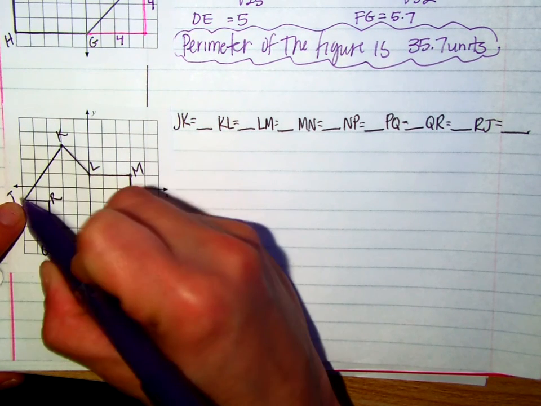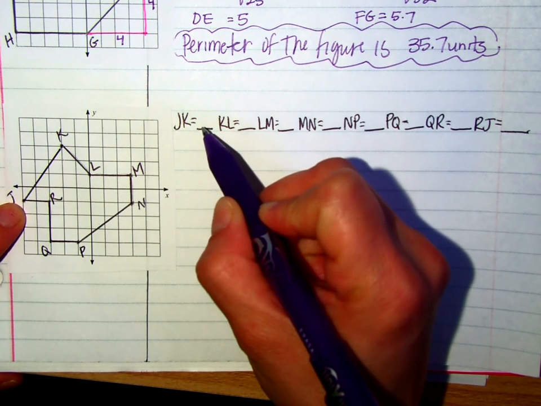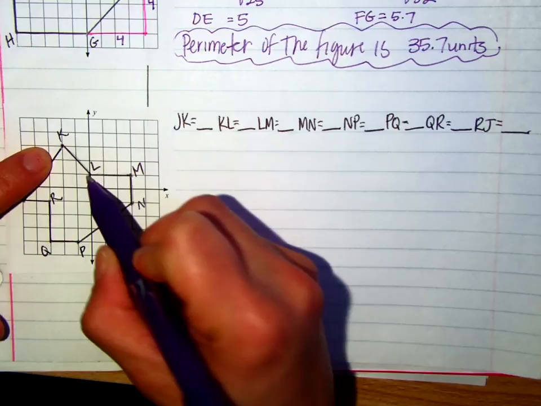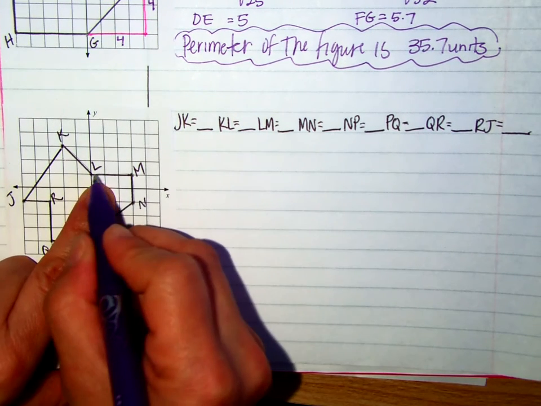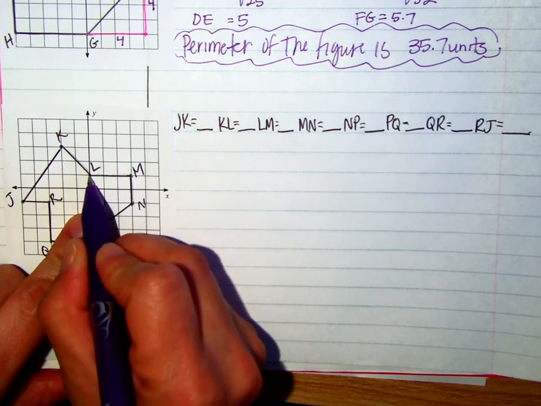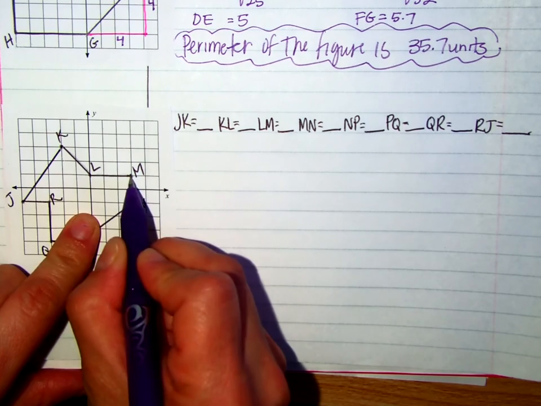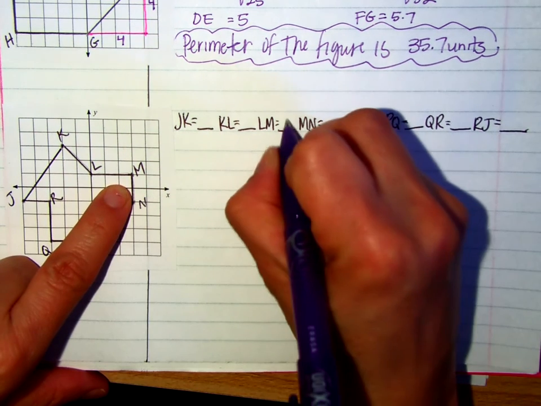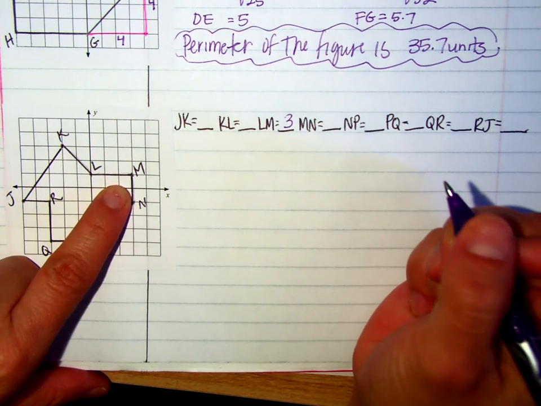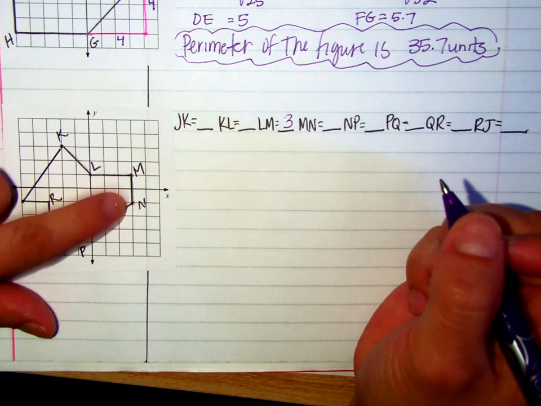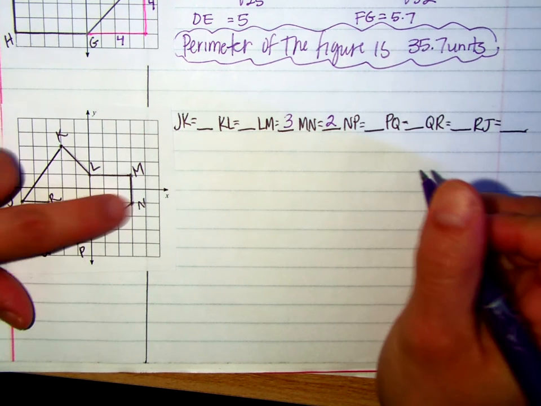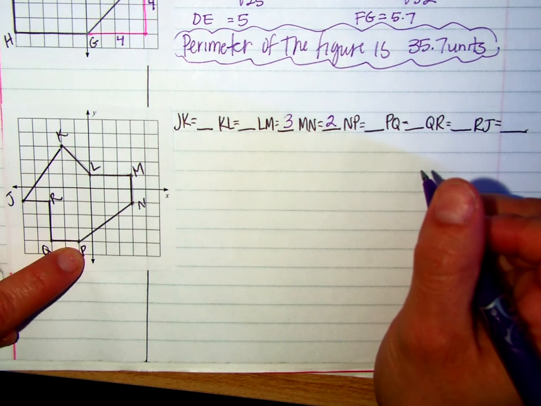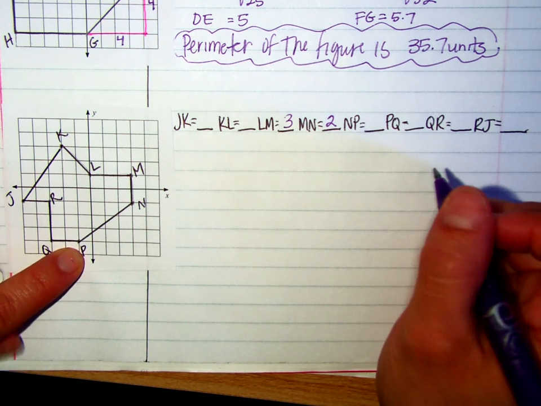JK is a diagonal. I can't work on it right now. I'm going to skip it. KL, diagonal. I'm going to skip it. But I can deal with LM. So I'm going to count 1, 2, 3. Write it down. MN is vertical. 1, 2. I can count that. NP, I cannot count right now. So I'm going to skip it.